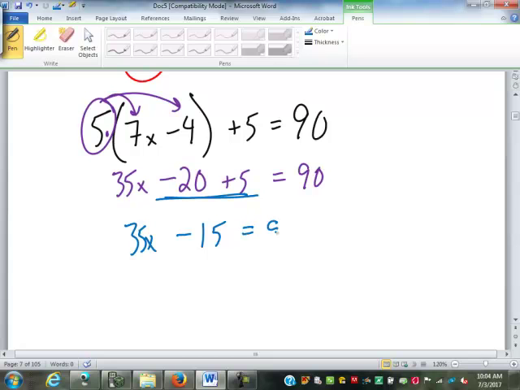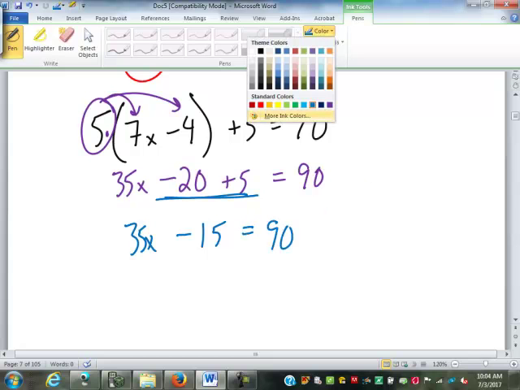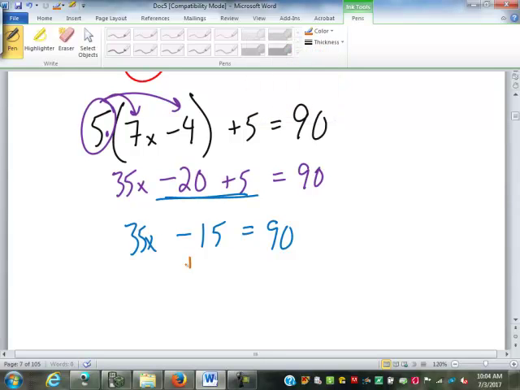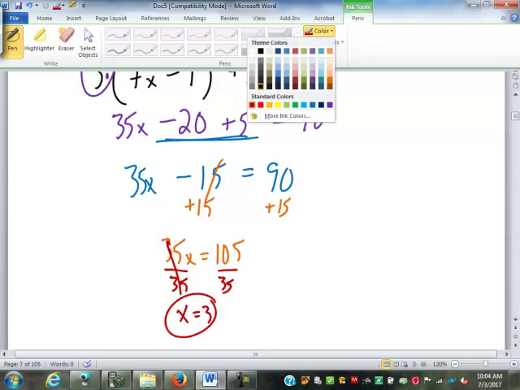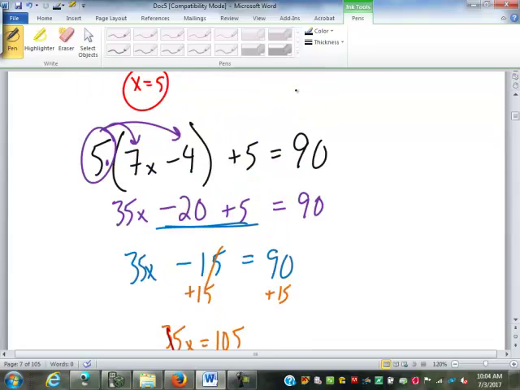Excuse me. And then add the 15. 35x equals 105. And then divide by 35. x equals 3. And again, you could go back up here and replace x with 3 and make sure it comes out to be the same thing on both sides.